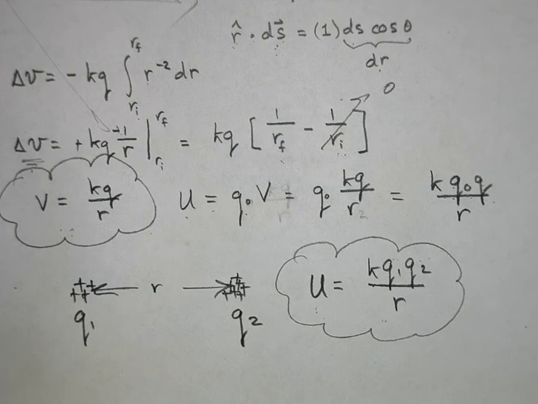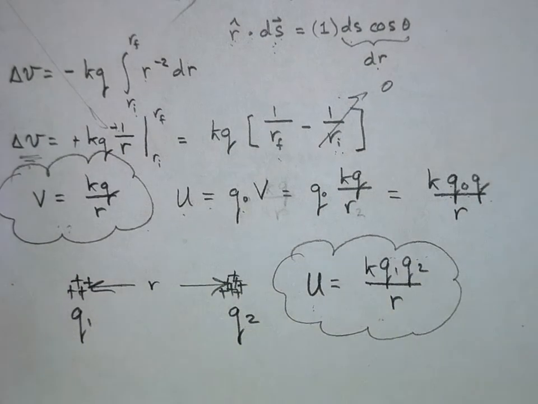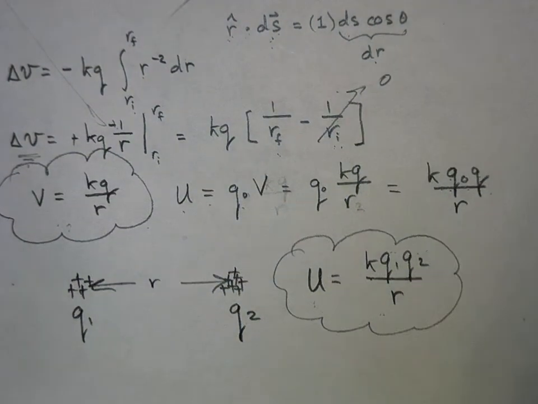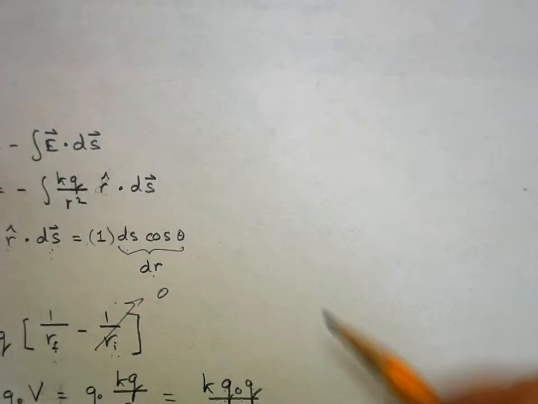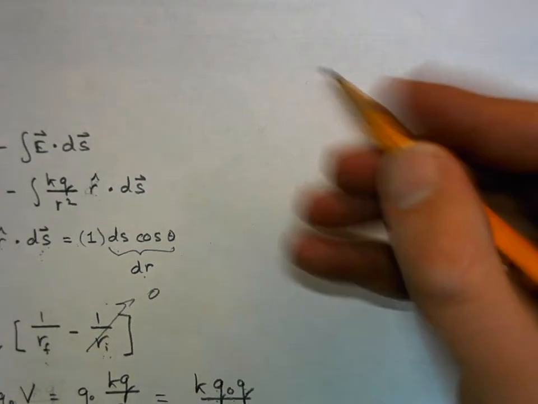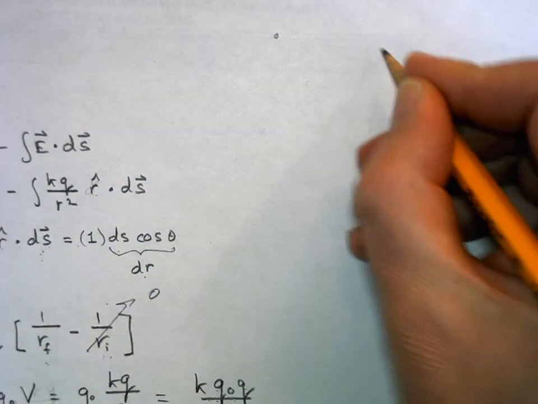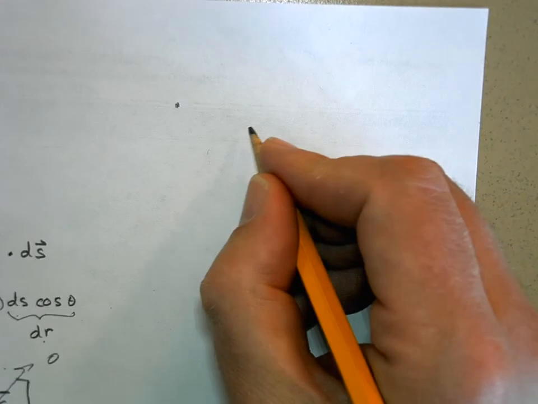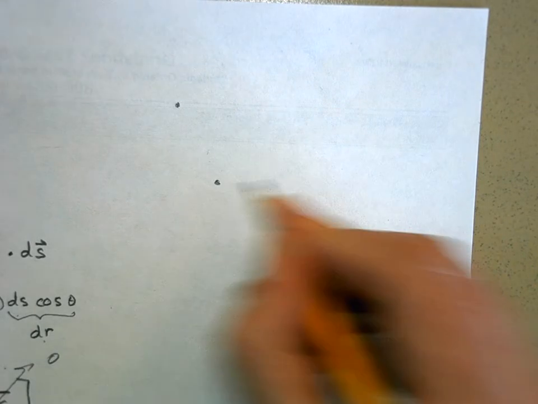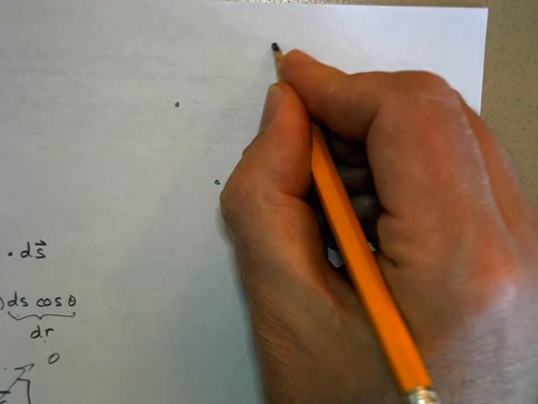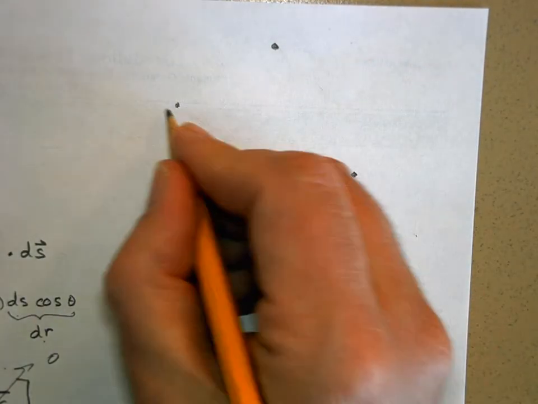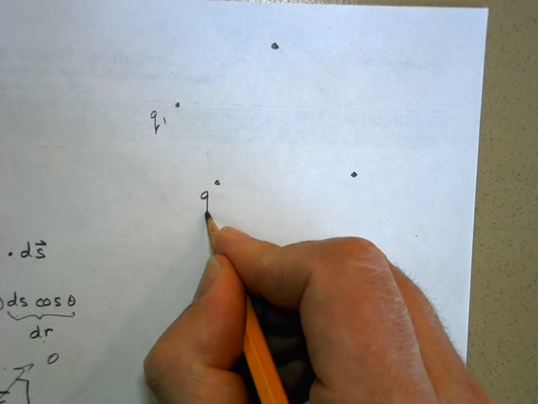Okay, well, what if I have multiple charges? Let's say I've got a whole bunch. Let me just do this like 1, 2, 3, 4. And I don't know if these are positive or negative. It doesn't matter.